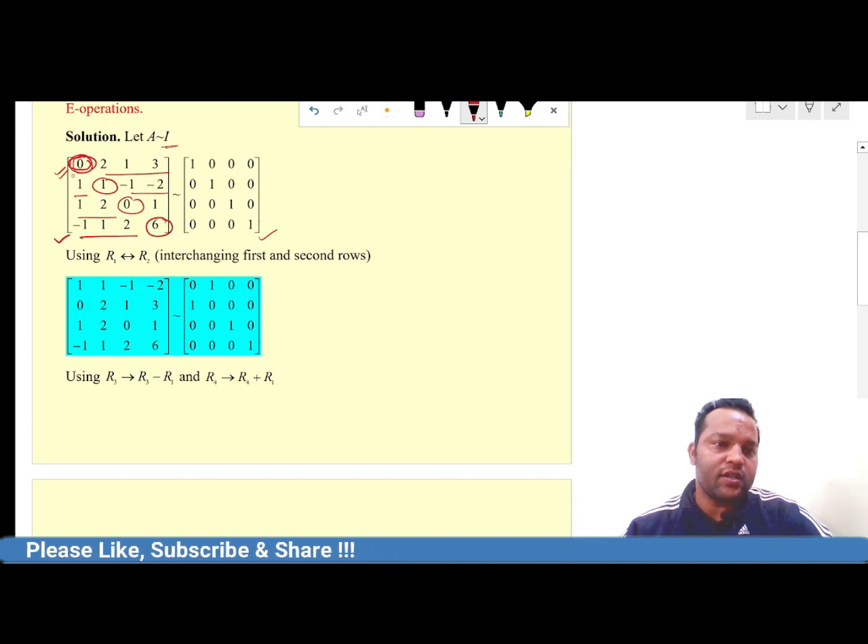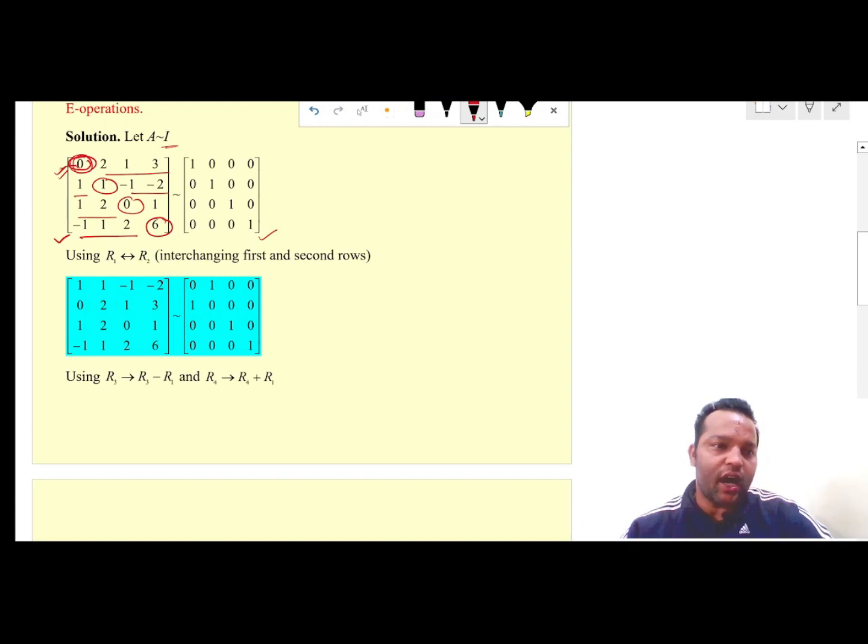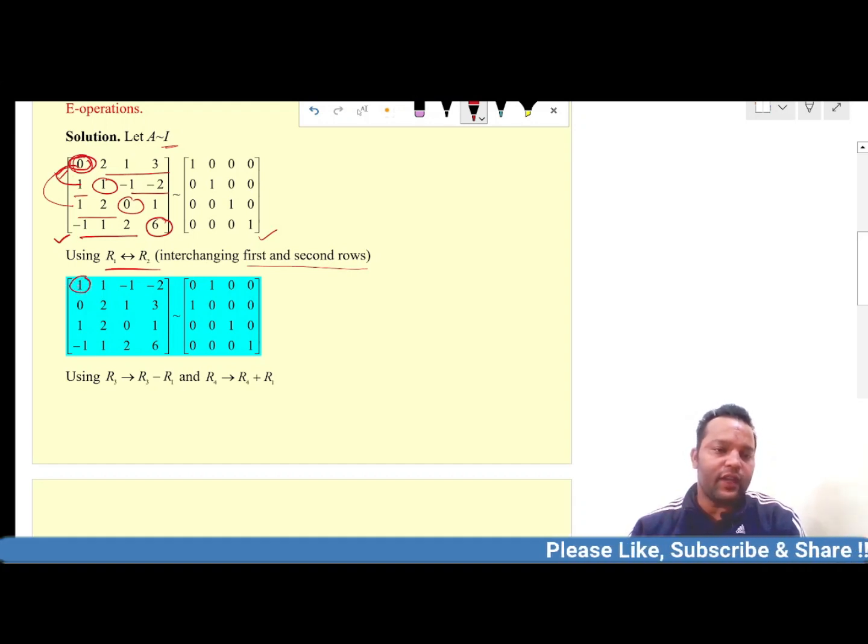First, our objective is to make this entry 1 with the help of some suitable elementary transformation. This can be achieved by simply interchanging R1 and R2, or we can even interchange R1 and R3, in order to convert this entry into 1. So we have used the operation interchanging R1 and R2, that is, we have interchanged the first and second rows. So this entry now is 1.